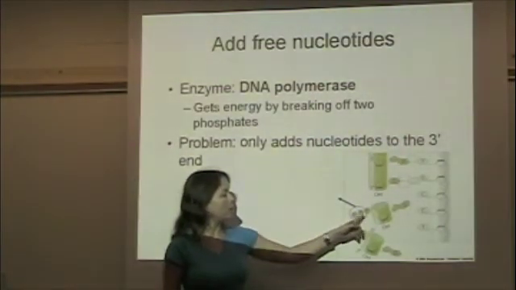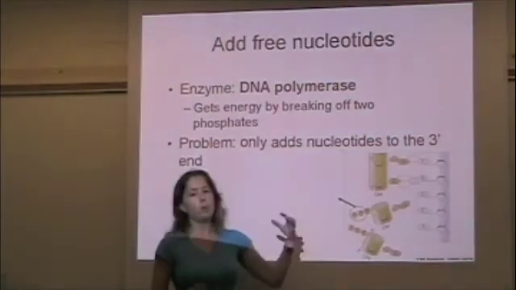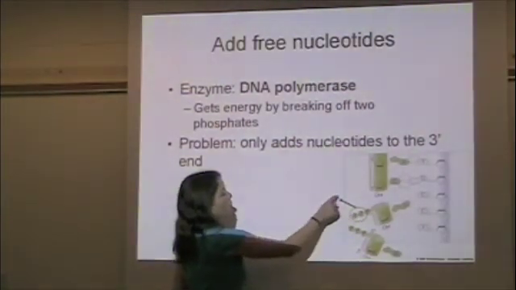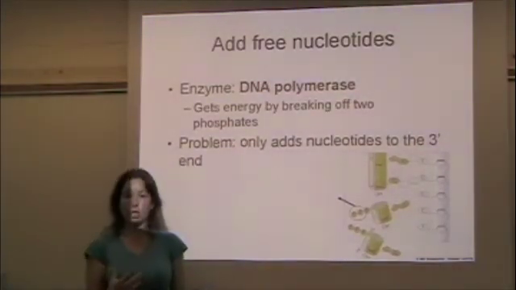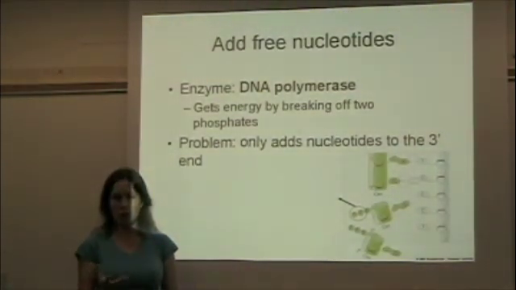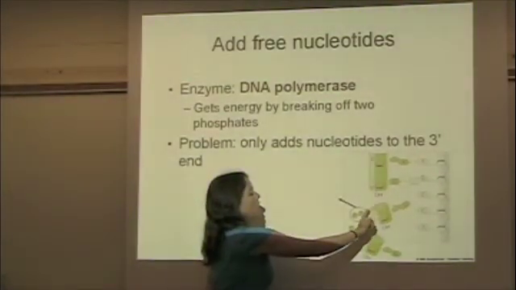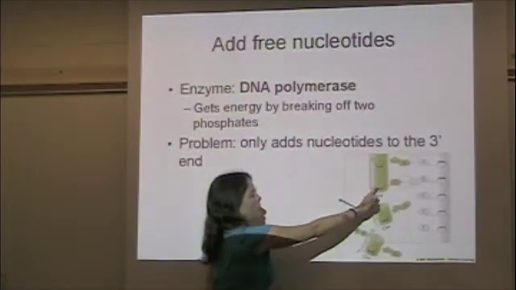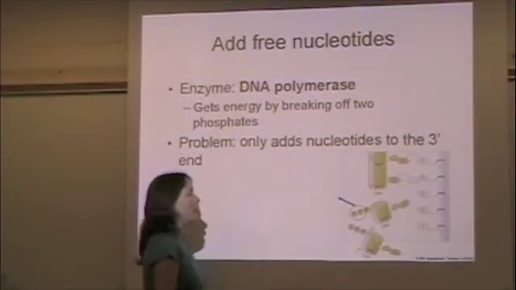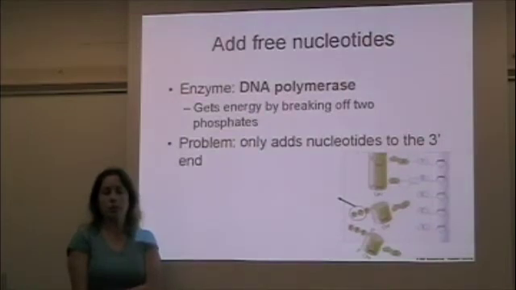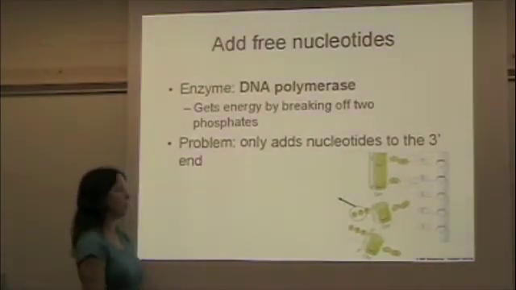These have 3 phosphates. So what happens with the help of DNA polymerase is 2 of the phosphates are removed, and that releases energy, similar to how ATP releases energy when it loses a phosphate. The energy that's released allows this phosphate to join to the sugar above it, and that adds the next nucleotide. So that's the job of DNA polymerase. It adds the free nucleotides.